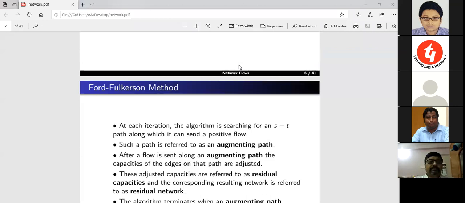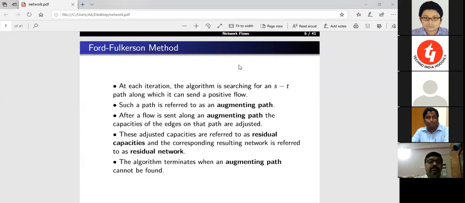So the most common algorithm or method is called the Ford-Fulkerson method. Why is this called a method? Of course, a lot of people call it the Ford-Fulkerson algorithm. I prefer to call it a method because what Ford and Fulkerson found out around 1955, I think, was a technique, given a flow network, to increment the flow.